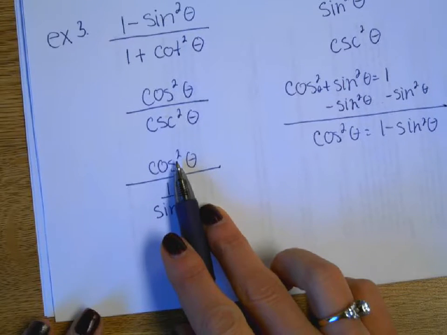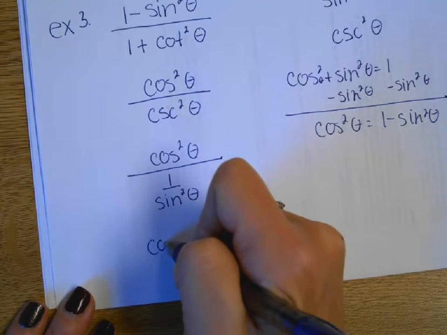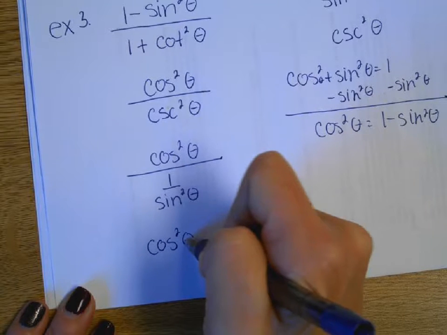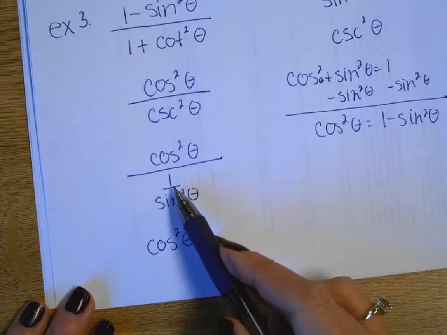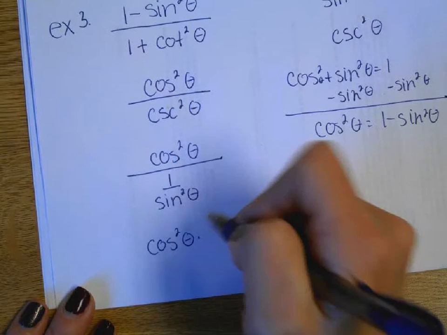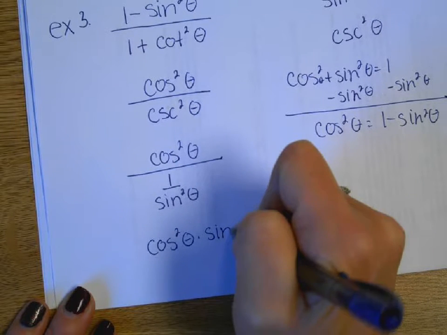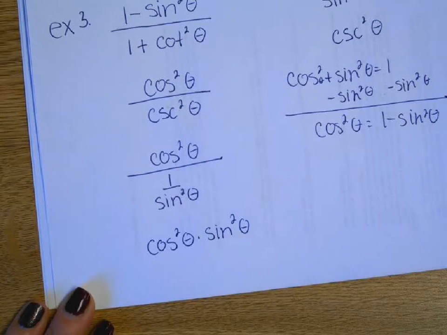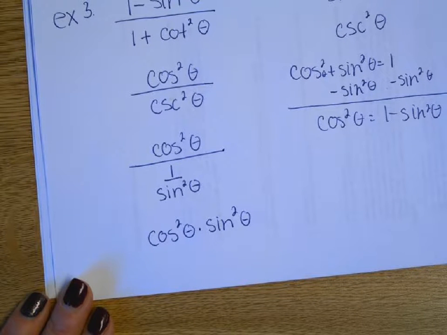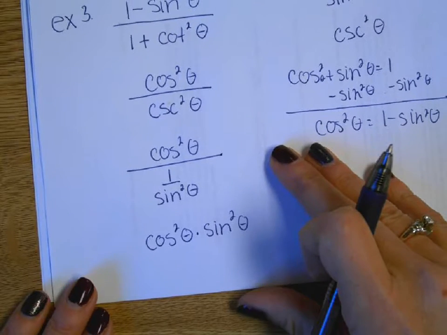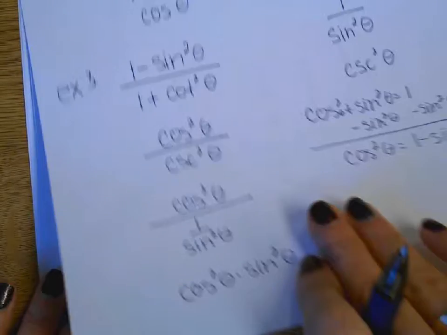So I'm going to keep cosine squared, and I'm going to multiply by the reciprocal of 1 over sine squared, which becomes sine squared over 1. I don't need the over 1. I got cosine squared times sine squared. Good? Yes, we're done, right? Not quite.